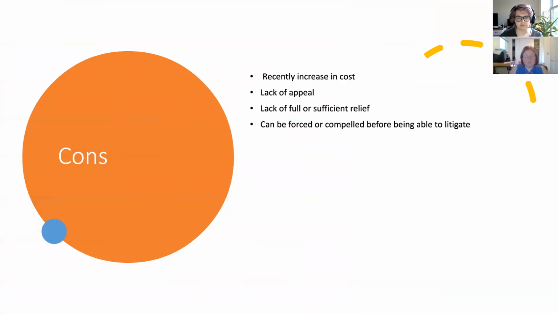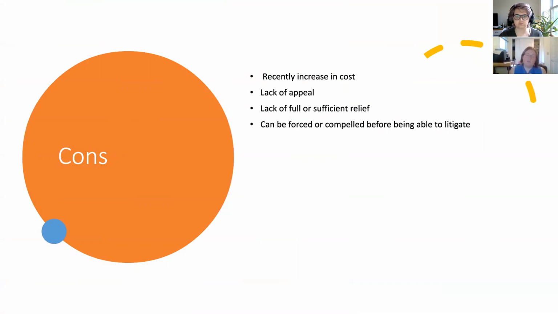So now for the downsides of arbitration. First is cost. Well, typically it is less expensive than traditional litigation. The cost has increased over the years as the demand for arbitration has increased. Also, more complex cases tend to cost more.